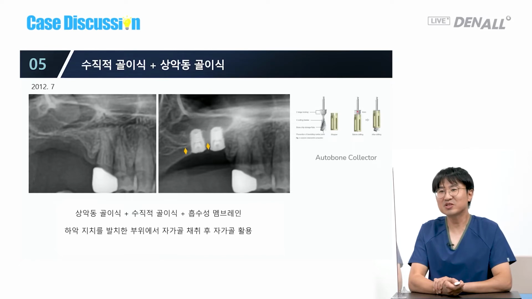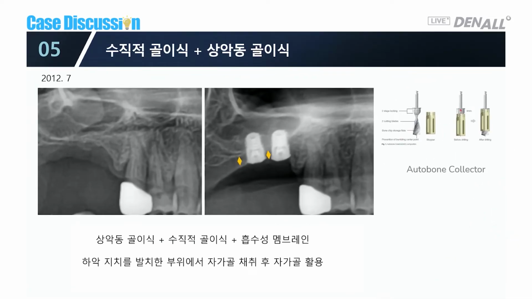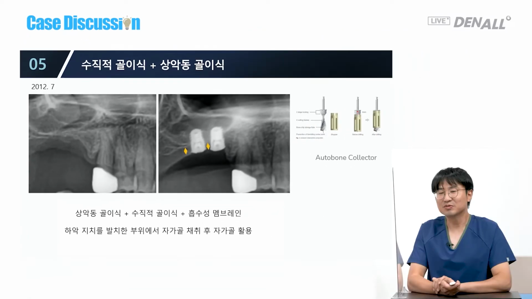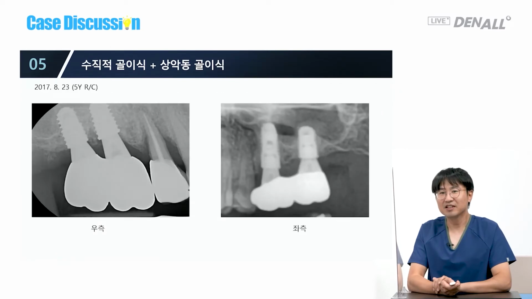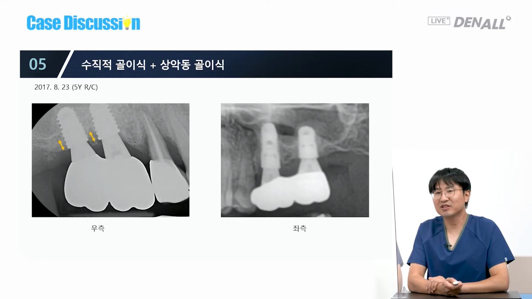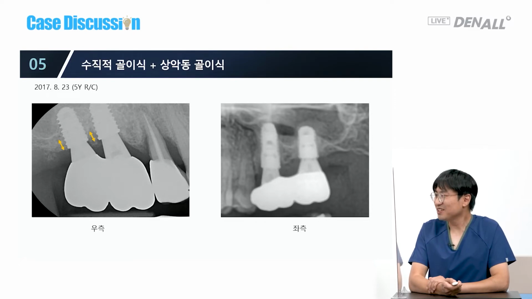In 2012, I used my favorite autobone collector to harvest the bone from the extraction socket, and it is covered with bone and resorbable membrane. The approach was different, and the result after 5 years looks like it vertically went up. I didn't take CT, so I cannot say for sure, and I used a different approach from right to left. Whatever the approach may be, I don't think the result would be that different.